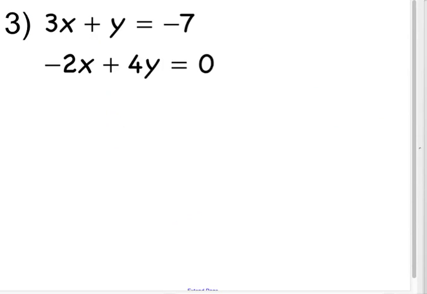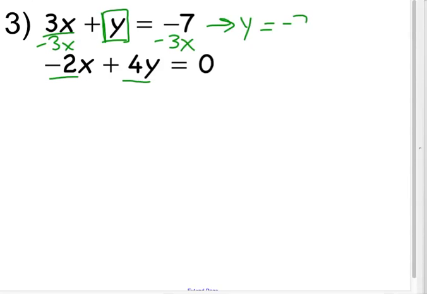Now what we have here is 3x, -2x, 4y, and y. There's one there that's clearly the easiest to solve for, and that's going to be this y. So you want to look for a coefficient of +1, and that's going to make it easier on yourself. We could solve for the other ones, but it would just be more work. So what we have is, if I subtract 3x from both sides, I have y equals -7 minus 3x.